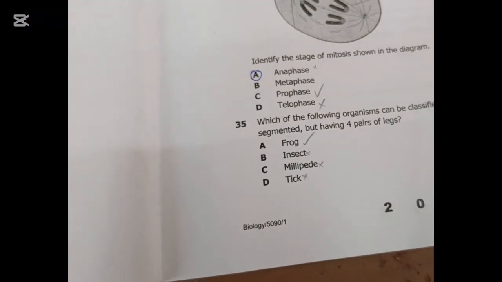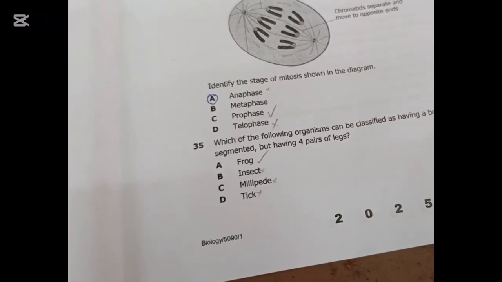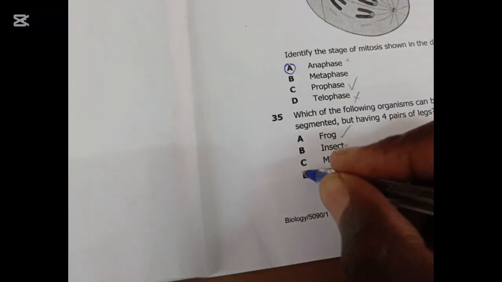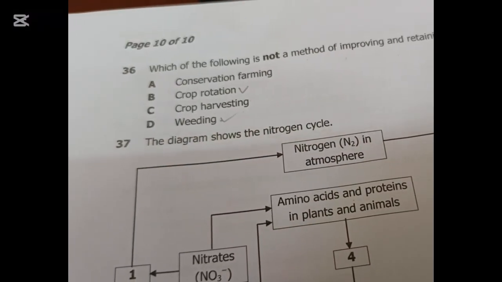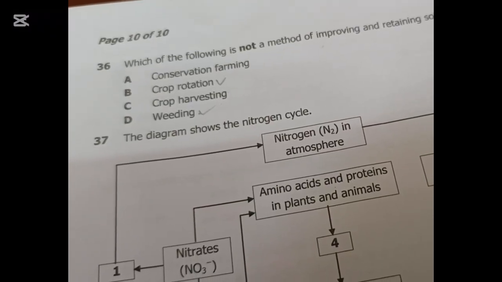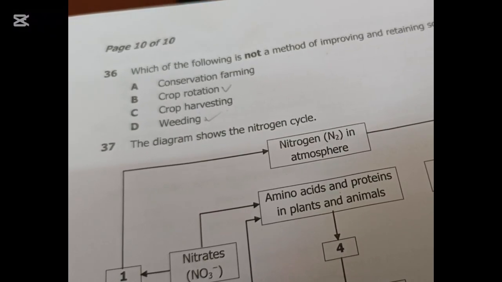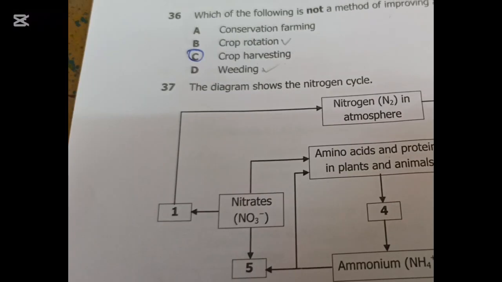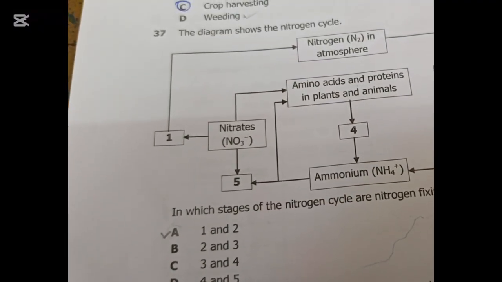Which of the following organisms can be classified as having a body which is not segmented but has 4 pairs of legs? So it is D, ticks. Alright, guys, in question 36, which of the following is not a method of improving or retaining soil fertility? The correct answer is crop harvesting. That is crop harvesting.